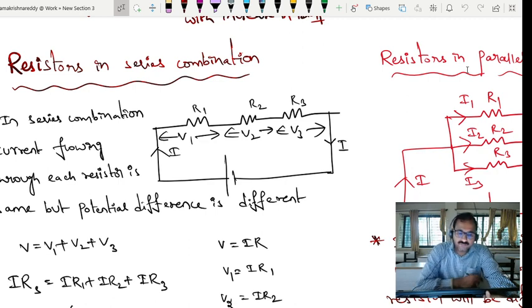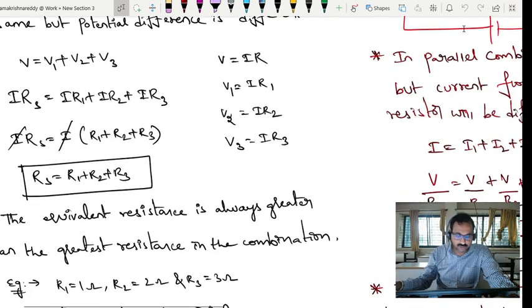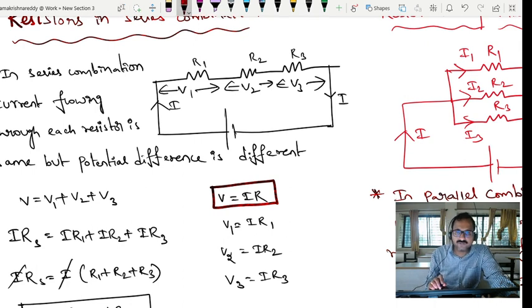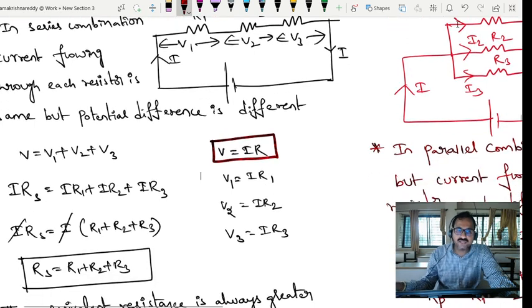So when the three resistors R1, R2 and R3 are joined to a battery as shown in the figure, the potential difference across each resistor will be different, or the potential drop will be different. That is V is equal to V1 plus V2 plus V3. But you already know that one. According to Ohm's law, V is equal to IR. So the potential drop across the first, second and third is V1 equal to IR1, V2 equal to IR2, V3 equal to IR3.